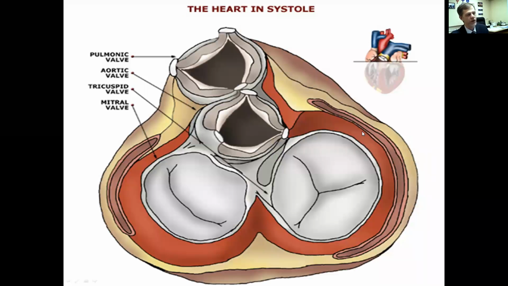This is a section of the heart, and we can see all valves. If you look from the top down, we can see the mitral bicuspid valve on the left side, the tricuspid valve on the right side, with cusps 1, 2, 3, and two semilunar valves. Deeper, we have the aortic valve, and outside we have the pulmonic valve.